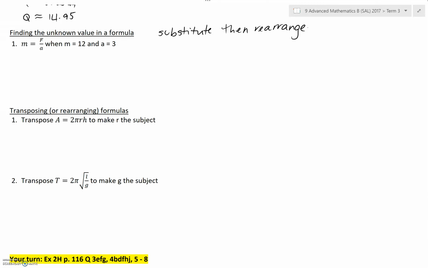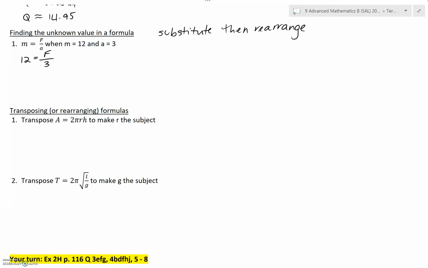So this question, m equals f over a when m equals 12 and a equals 3. So the unknown that we're working with here is going to be f, which is part of our right-hand side of the equation. So let's substitute in what we have and then simplify, rearrange, and solve. So 12, I'm going to put in for m. F has got to stay there because we don't know what it is, and a equals 3. So f is the top part of our fraction on the right-hand side, so we need to deal with the bottom of our fraction.